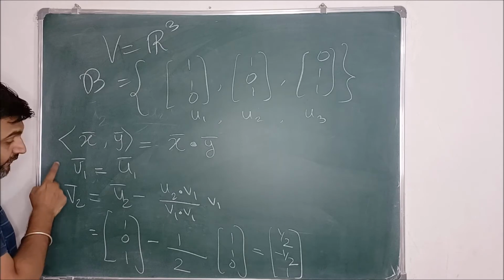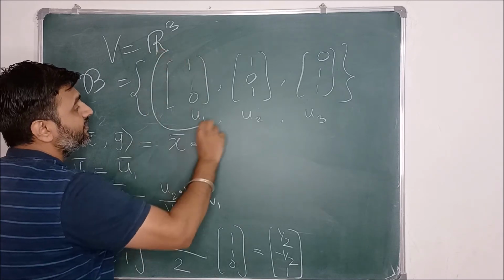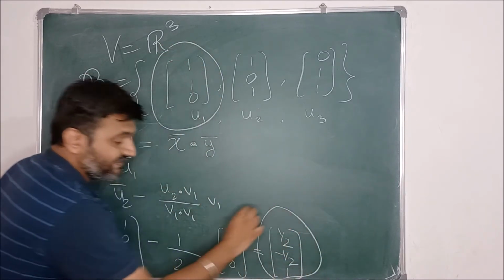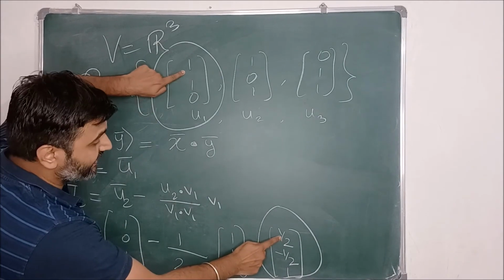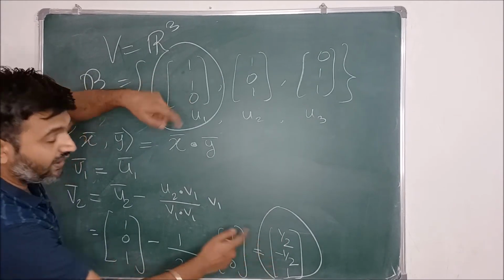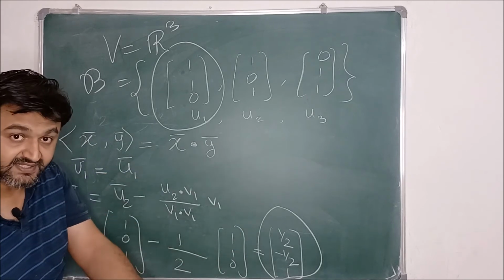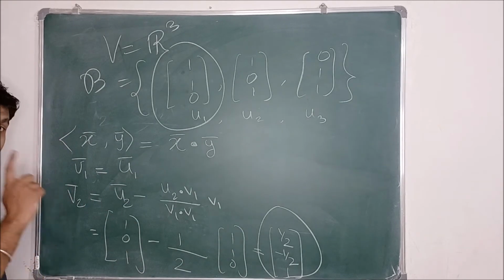Is the inner product of v1 and v2 zero? This is my v1, this is my v2. Let's verify. Half into 1 is half, minus half, 0, half minus half, 0, half minus half is again 0. So good, my v1 and v2 are orthogonal.